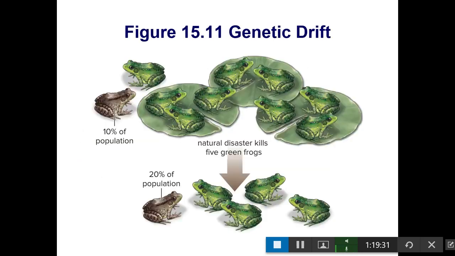Just like, again, in the frogs, when we have a large population that was greatly reduced, 10% was the population of brown frogs at first. After we reduced the population size due to chance, again, it was due to chance which ones died. It just happened to be 5 green ones. Then now the population of frogs has 20% brown. There's still only one frog that's brown, but he represents 20% of the population due to the drastic change in the population numbers.